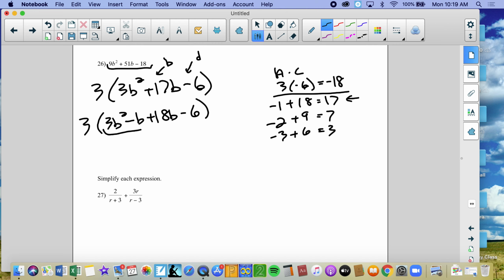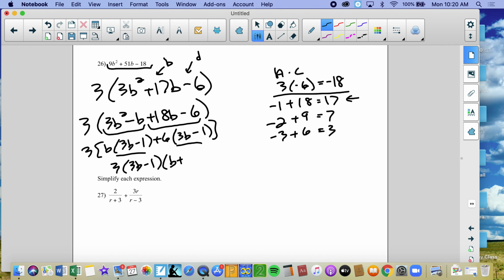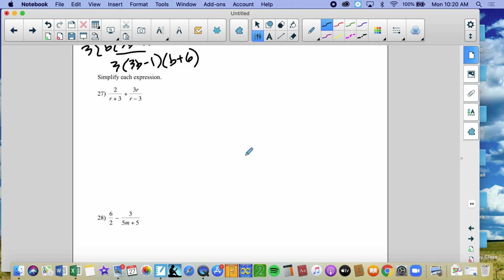Now we're going to factor by grouping. We're going to group the first two and the last two. So I'm going to factor out a b from the first two, which gives me 3b minus 1. I'm going to factor out a 6, a positive 6. My first term is positive, so I'm going to factor out a positive 6. And that gives me 3b minus 1. So they both have 3b minus 1, so I have 3 times the quantity 3b minus 1 times the quantity b plus 6. Woo, baby! Love it. That's a good one. You get that one right, you pretty much have factoring down.